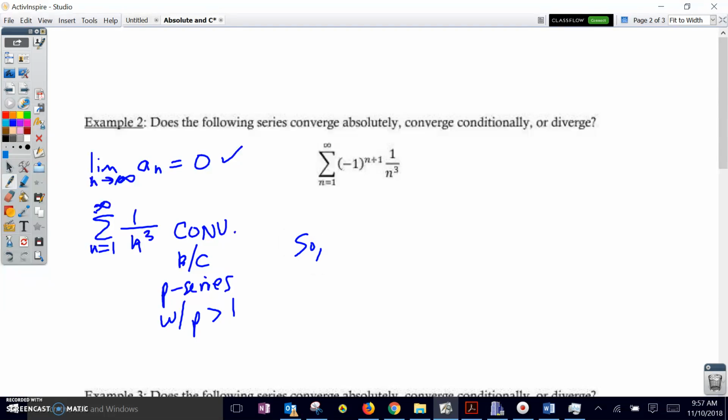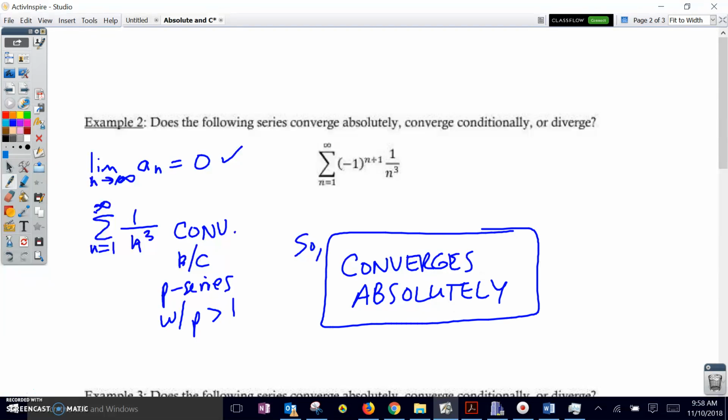So our alternating series here converges absolutely, because the absolute value of the series converges. And we don't even need to check. Once we know that it converges absolutely, that's stronger than conditional convergence, so we don't even need to test to see if the alternating series converges. We know that it has to, because this series converges absolutely.